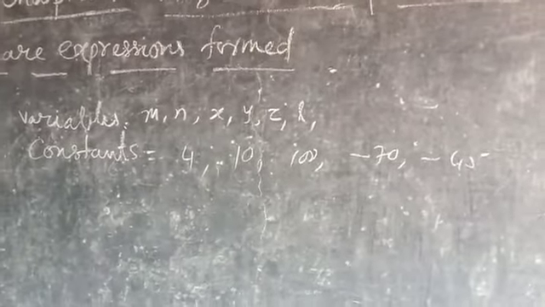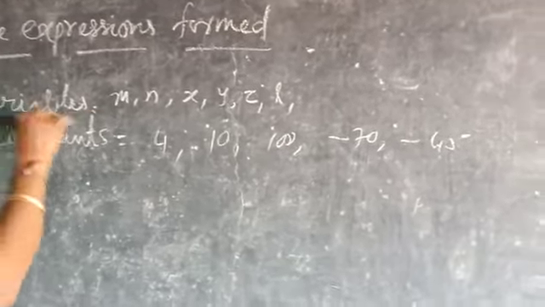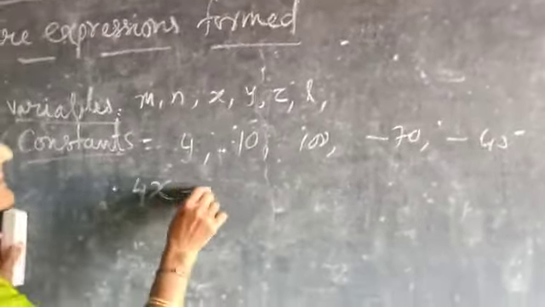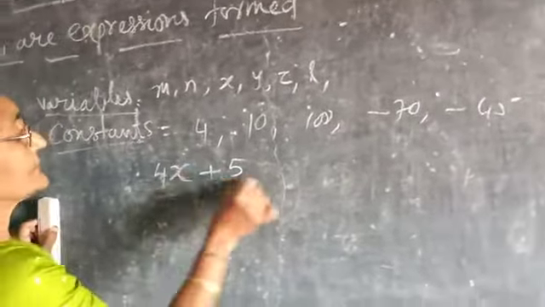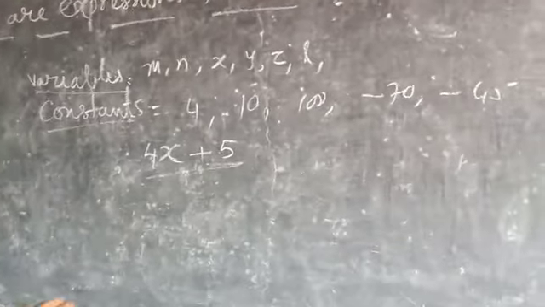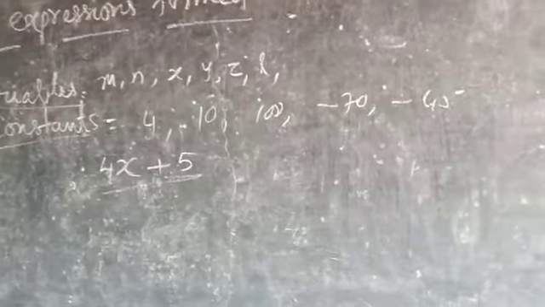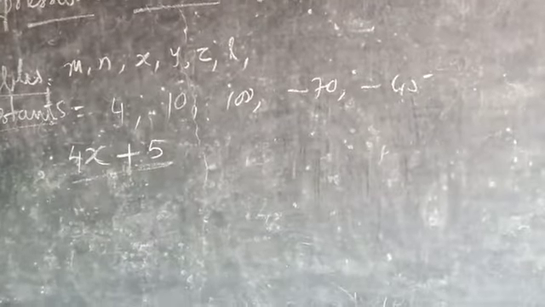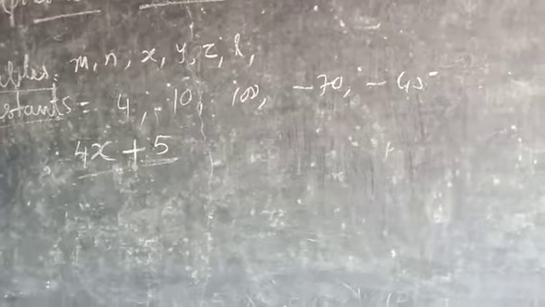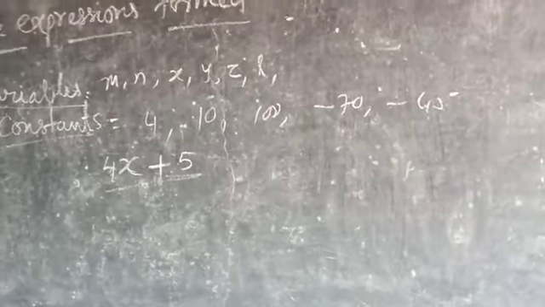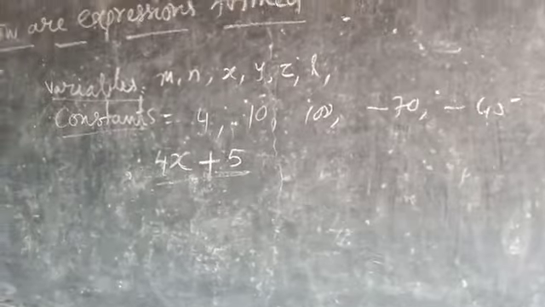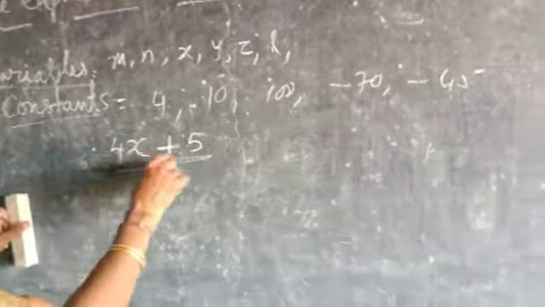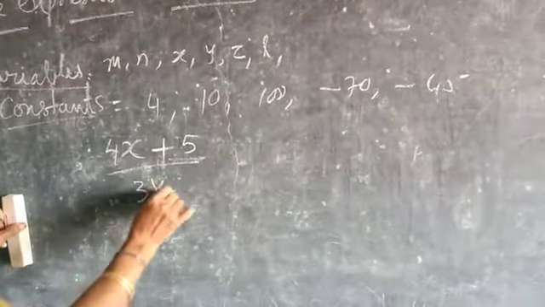An algebraic expression is formed by combining variables and constants. Suppose it is a variable with a constant. This is an algebraic expression. In algebraic expressions, we have the operations of addition, subtraction, multiplication and division. This is addition, and similarly subtraction.